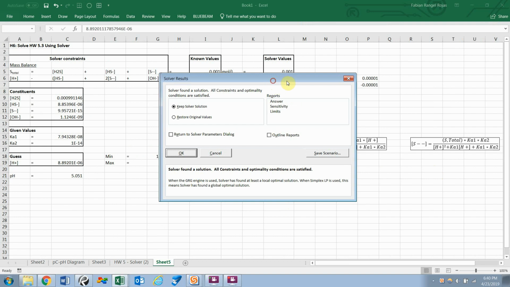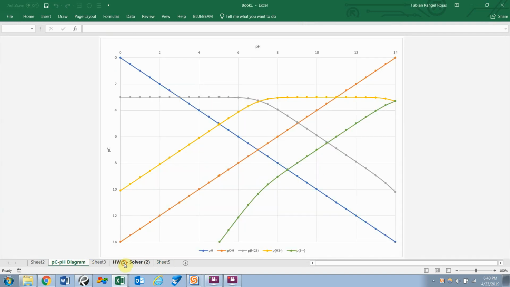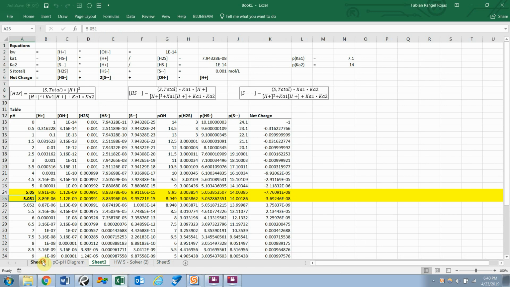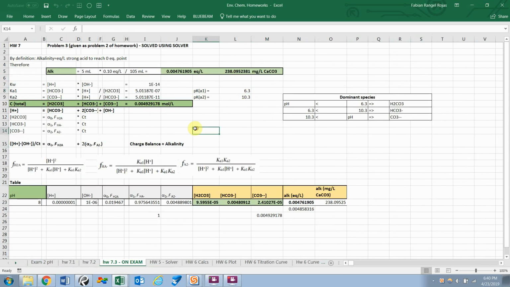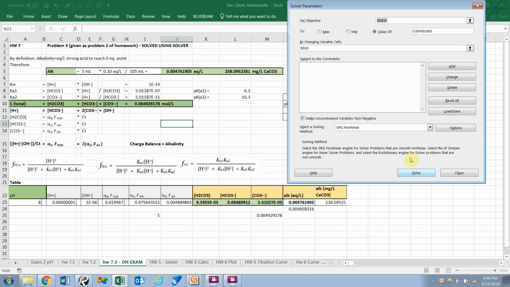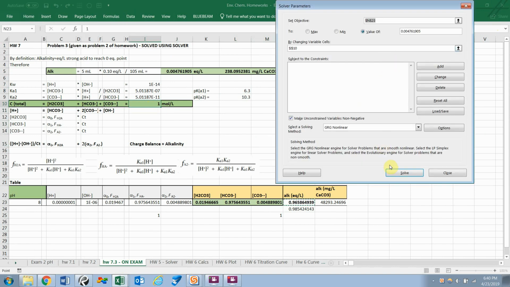I don't know why it took me to a different page, but let's see. Okay, I need to minimize this. Let's do it again because I can tell that it's solved correctly, but I would just want you to see it. So again, let's pretend that my initial value was 1. That was my initial guess. I'm gonna go to data, I go to solver, and I'm gonna hit solve.